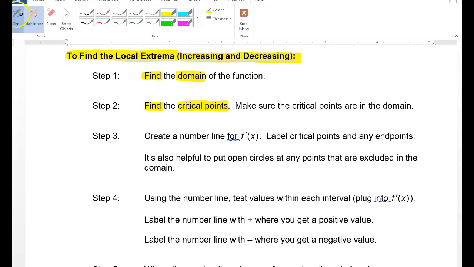Again, how do we know that we have critical points? Just as a reminder, this is where f prime is equal to 0 or where f prime is undefined. Next step, we're going to create a number line for the derivative. We're going to label any critical points and any endpoints. Just a quick note, it's often also helpful to put in open circles at any points that are excluded in the domain.